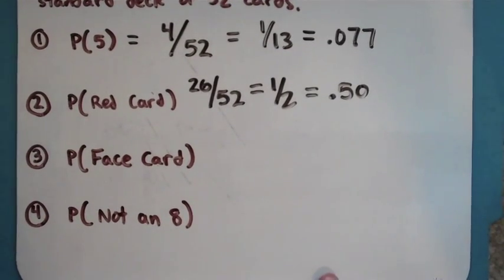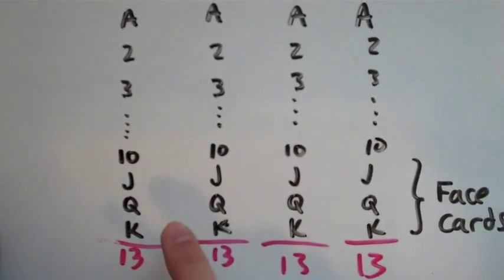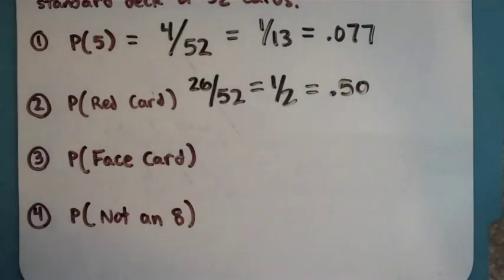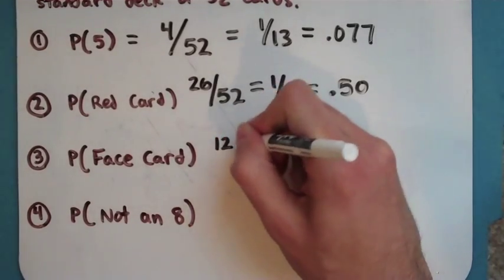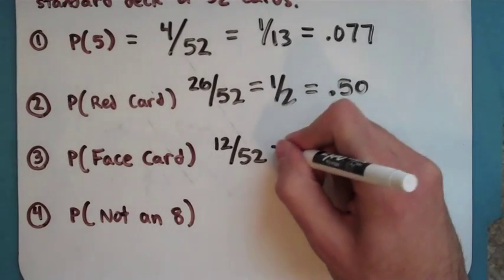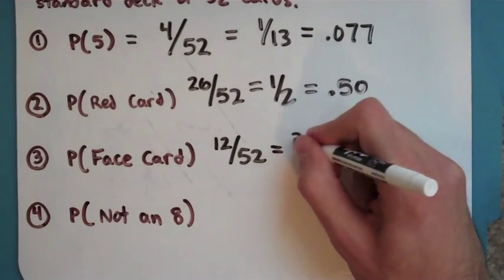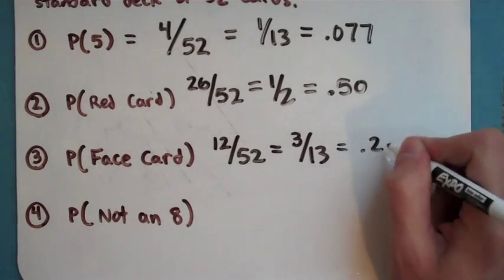Face card, we have, remember, jacks, queens, and kings. Jack, queen, king are going to be our face cards here. So there are 3 of those per suit, 4 suits total. That makes 12 face cards out of my 52 cards here. And if you reduce that one, you should end up with 3 over 13, which if you write that as a decimal is going to be 0.231.